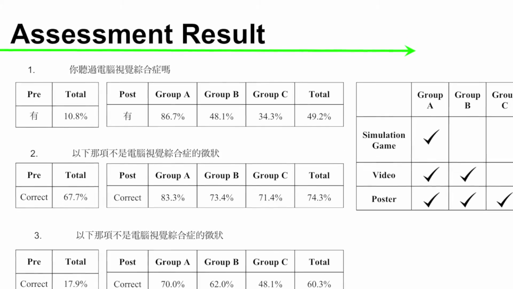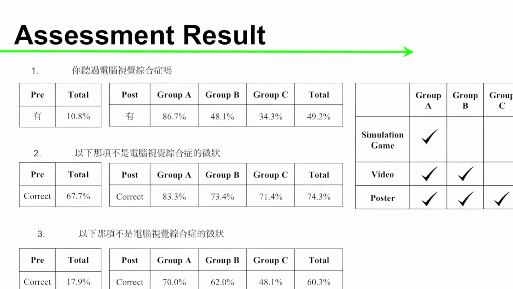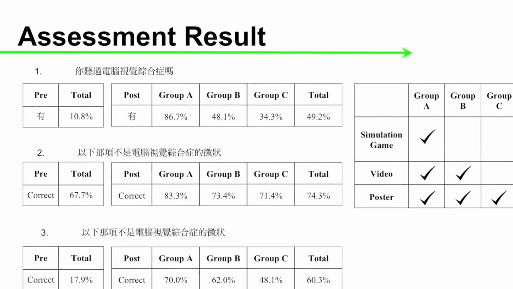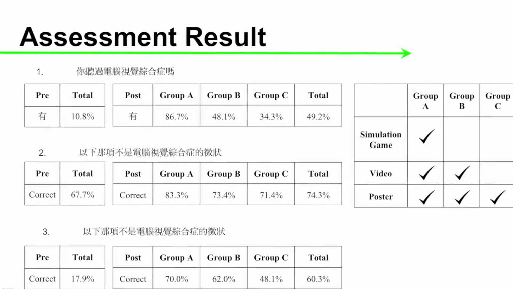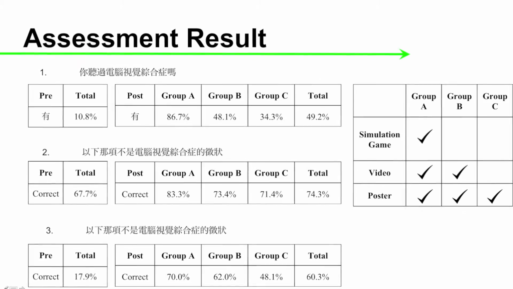In the poster group of students, only one question was answered over 50% correctly. That means that the poster is not a good method to promote CVS to secondary students. So for the suggestion, we give souvenirs which have the message of CVS.